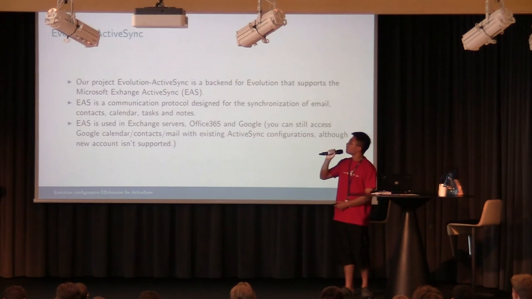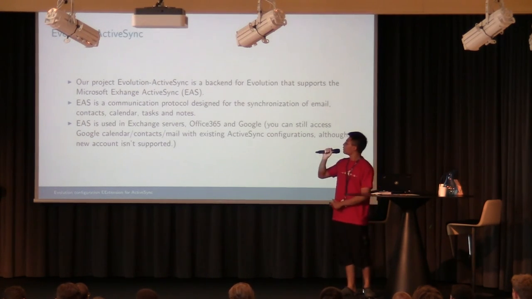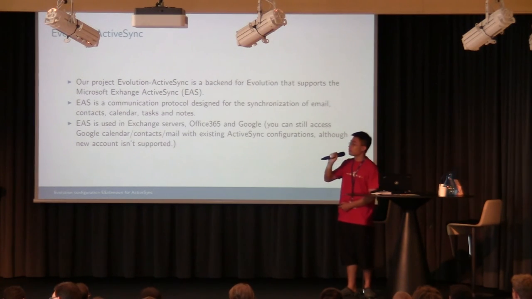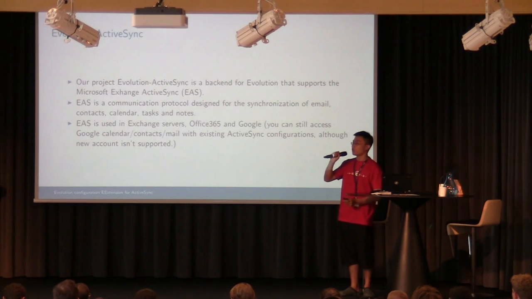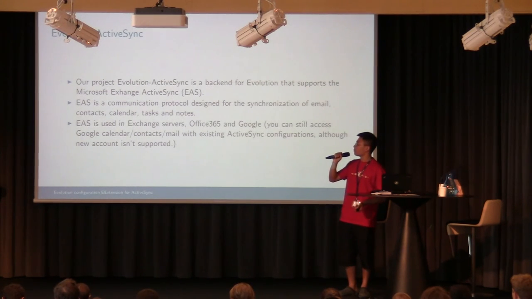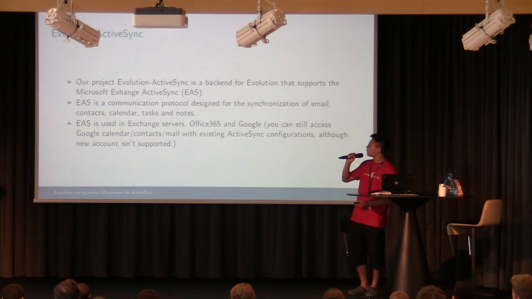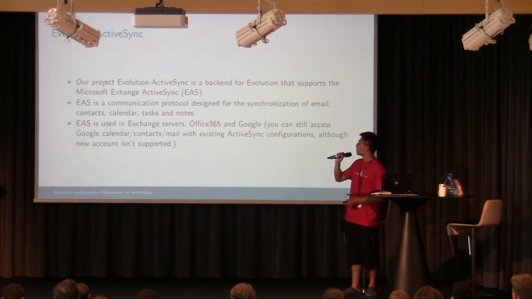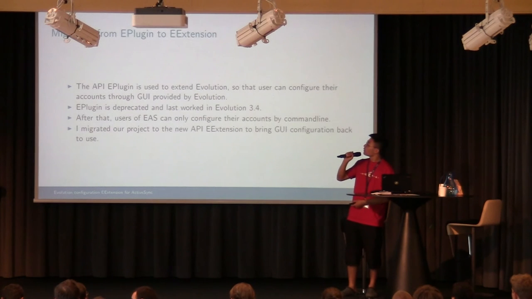First, about our project, Evolution ActiveSync. It's a backend for Evolution that supports Microsoft Exchange ActiveSync. It's a protocol that does the synchronization of many things like emails and contacts, and it is widely used. It is used by Exchange servers like Office 365, and it was used by Google. I guess there is some dispute between Google and Microsoft, so it's not supposed to work now. You can still access some Google services with existing configurations, but I think new accounts are not allowed.